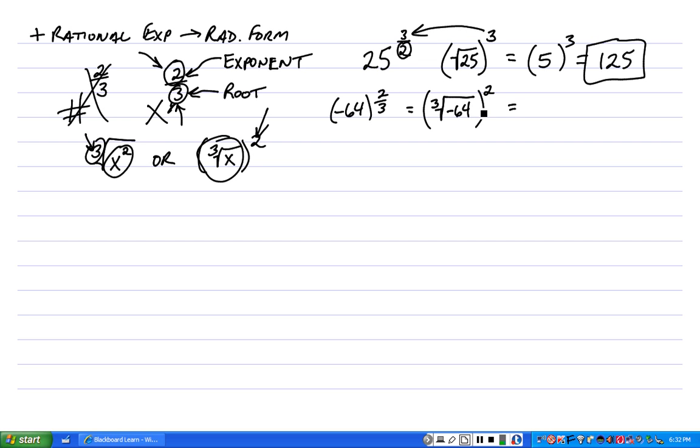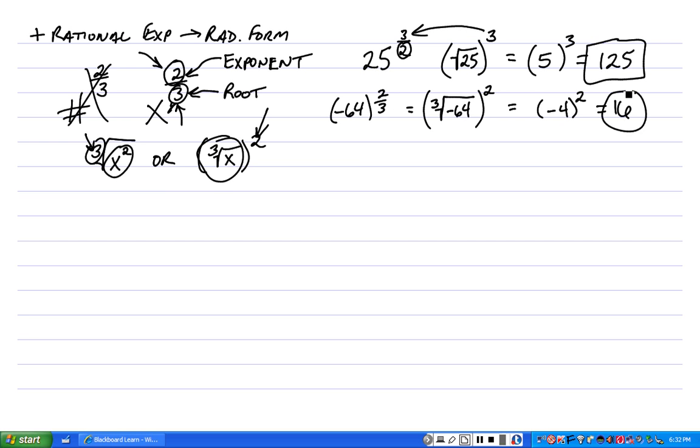The cube root of negative 64 is negative 4. Then square it, and when we square that, we end up with a positive 16, because negative 4 times negative 4 is a positive 16. Notice, in this case I had the parentheses around the negative and the 64, so the negative and the 64 are raised to the 2/3.